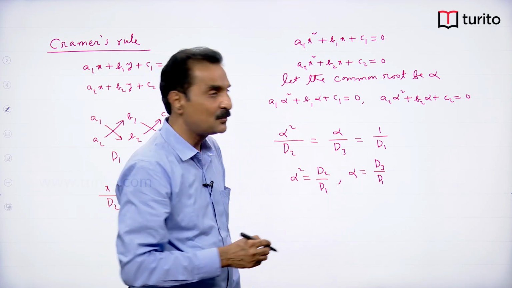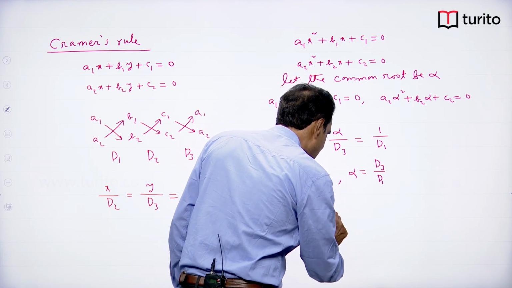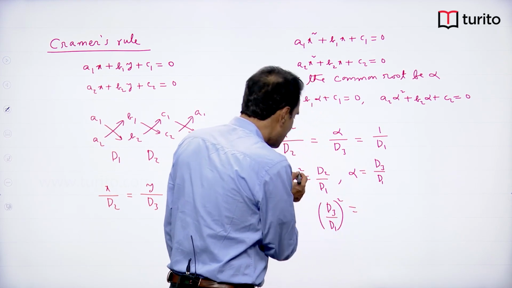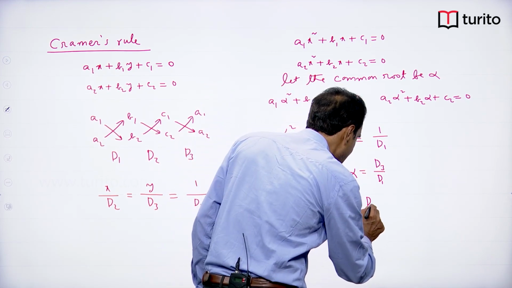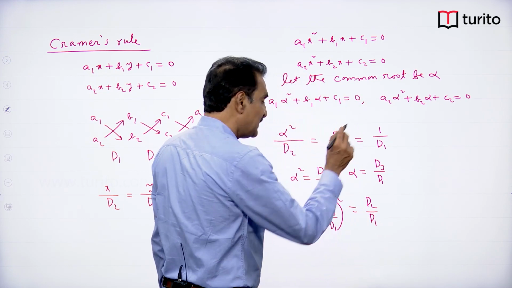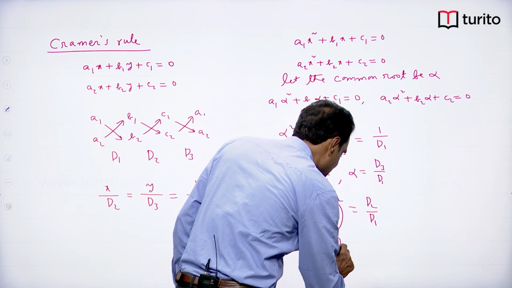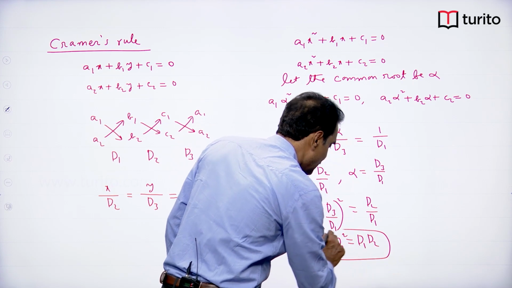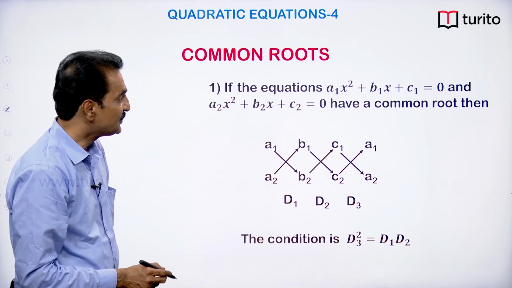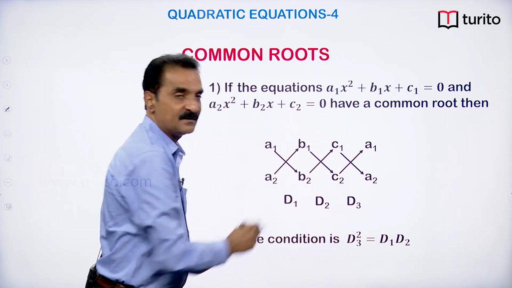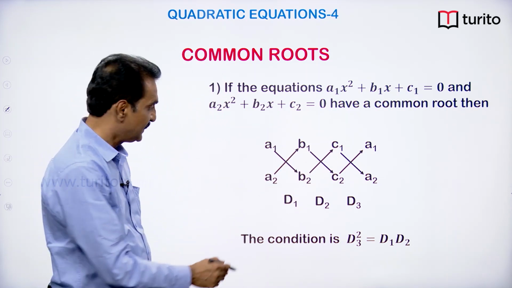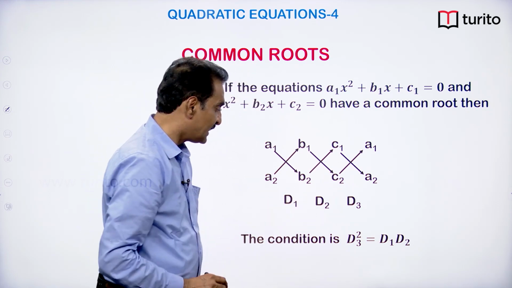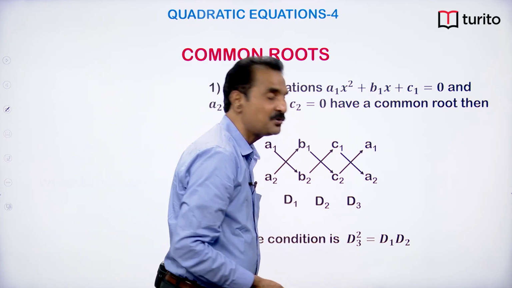So what is the condition for common root? The square of this, that is d3 by d1 whole square, which is alpha square, should be the same as alpha square, which is equal to d2 by d1. Cross multiplying by d1 square, you can write it as d3 square is equal to d1 d2. So you have to remember the condition in this form. This is for calculation of the solution, d1 is this, d2 is this, d3 is this. The condition for common roots is d3 square is equal to d1 d2.